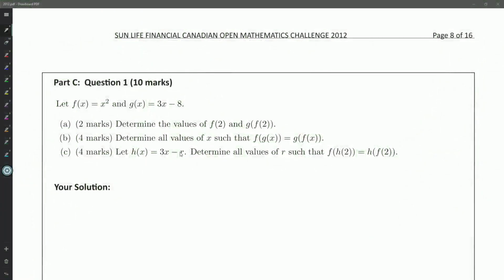And we're going to start Part C of our 2012 Canadian Open in this video. We're going to be looking at C1. Let f of x equal x squared. Let g of x equal 3x minus 8.